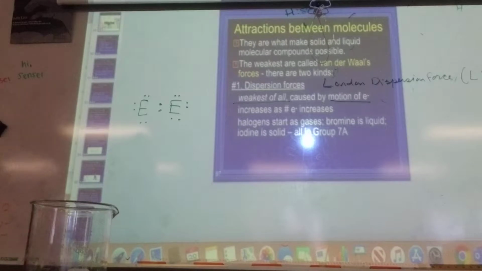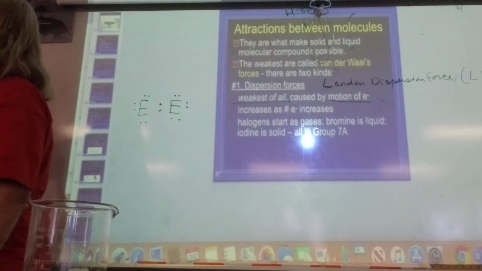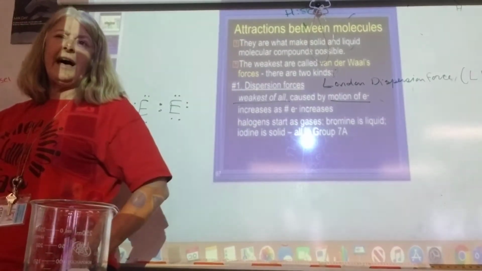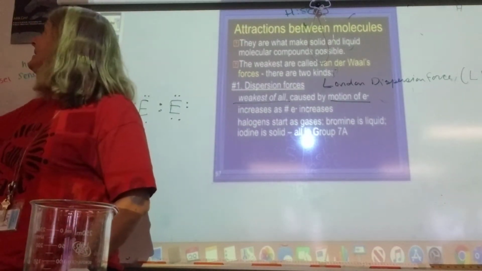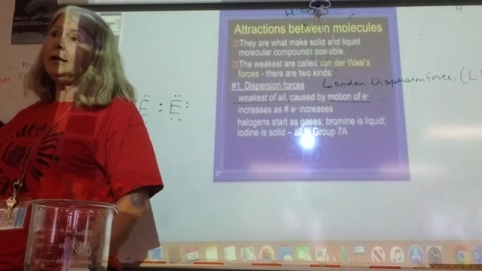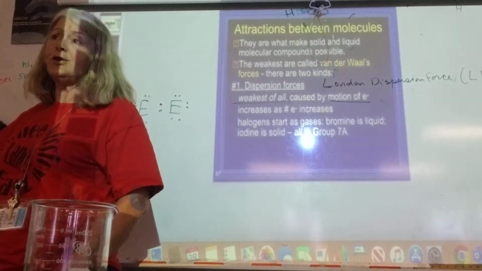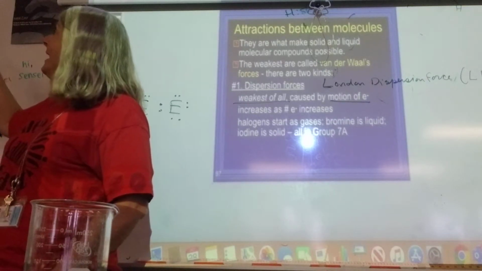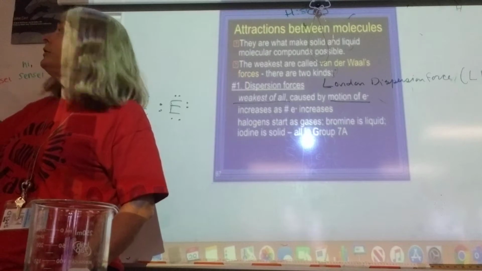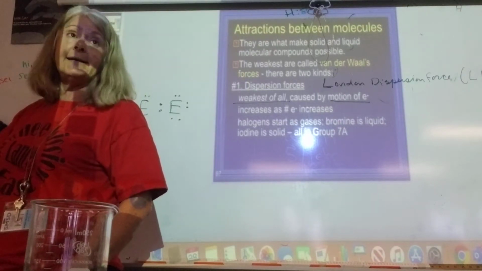So fluorine has 9 electrons, right? And it's diatomic, so double that. What's that? 18 electrons. Chlorine has, double it. These are all diatomic. It has 34. 18 electrons, not enough to get it out of the gaseous stage. Not enough motion. 34 electrons, not enough motion.